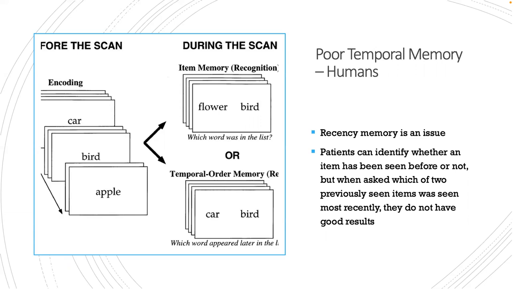On most test trials, both of the items have appeared previously, but on some of the trials, one of the items is new. In this case, the task becomes that of simple recognition memory rather than recency memory. Patients with frontal lobe lesions performed just fine on the normal recognition trials, but they were impaired when it came to judging the relative recency between the two previously seen items. So with the top one, flower and bird, they could tell you, oh, I saw the word bird, I have not seen the word flower. But with car and bird, when they'd seen both of them, they couldn't tell you which one they saw most recently.